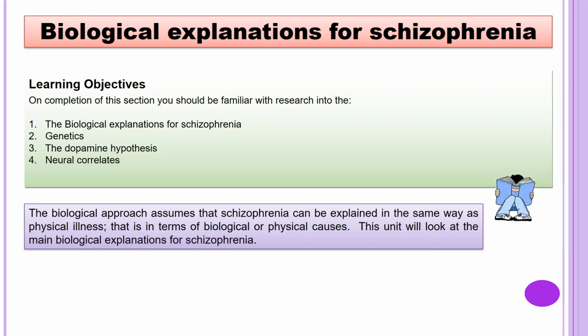So looking at the learning objectives for this session, on completion of this section you should be familiar with research into the biological explanations for schizophrenia: genetics, the dopamine hypothesis, and neural correlates. The biological approach assumes that schizophrenia can be explained in the same way as physical illness, that is, in terms of biological or physical causes. This unit will look at the main biological explanations for schizophrenia.